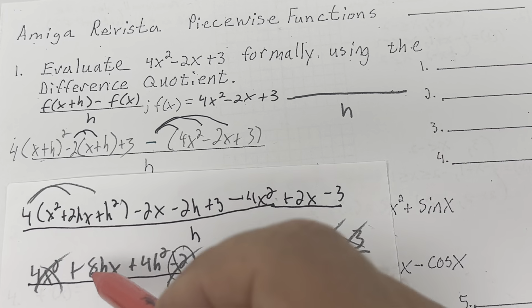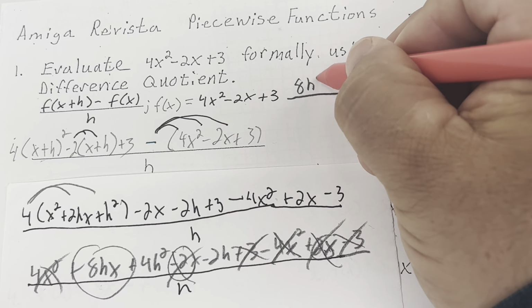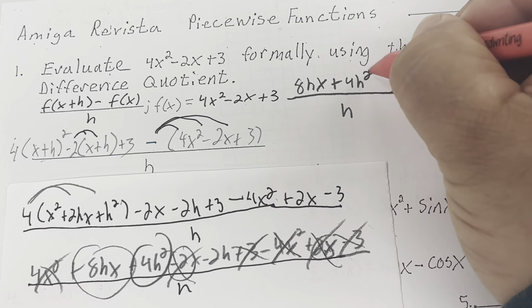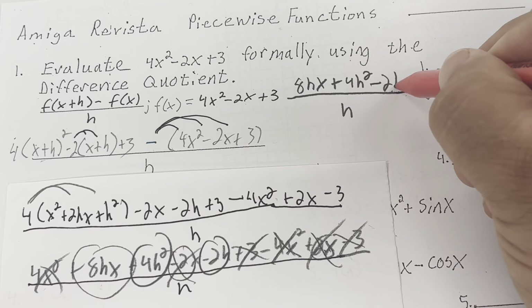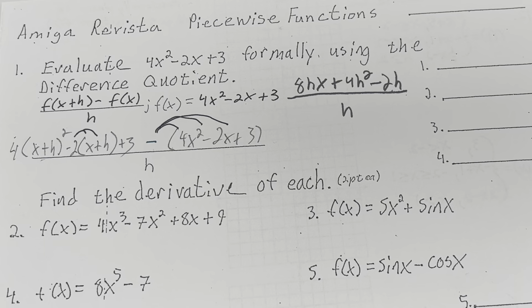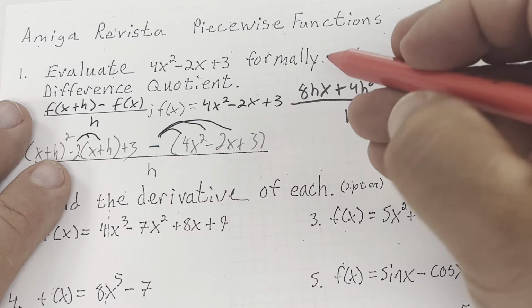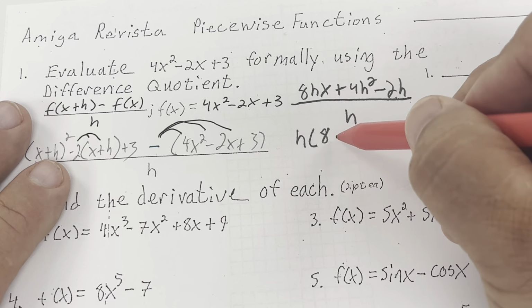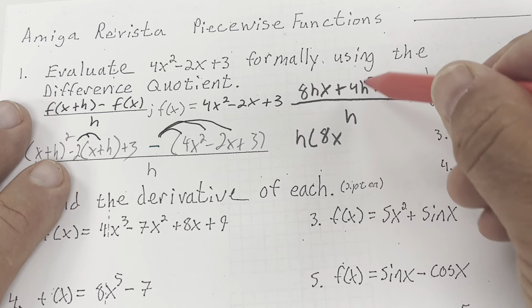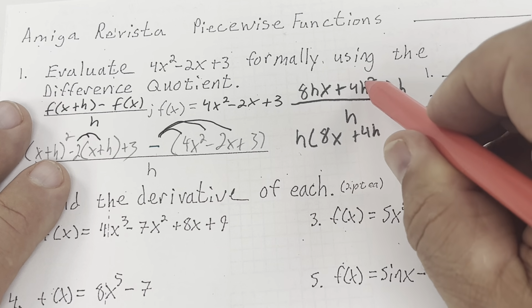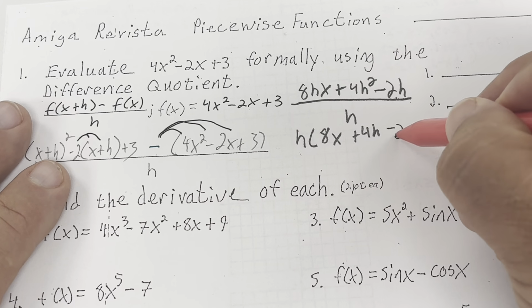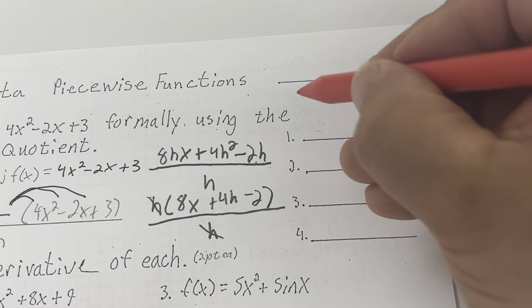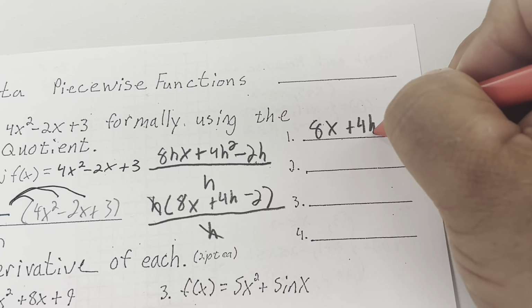That leaves me with 8hx plus 4h squared minus 2h. A lot of h's. So I can factor out the h. The GCF would be 2h, but I'm just going to factor out an h. If I take an h out of 8hx, it leaves me with 8x plus 4h. If I take an h out of 4h squared, it leaves me with 4h minus 2. Over h, the h's cancel, and my final answer is going to be 8x plus 4h minus 2.